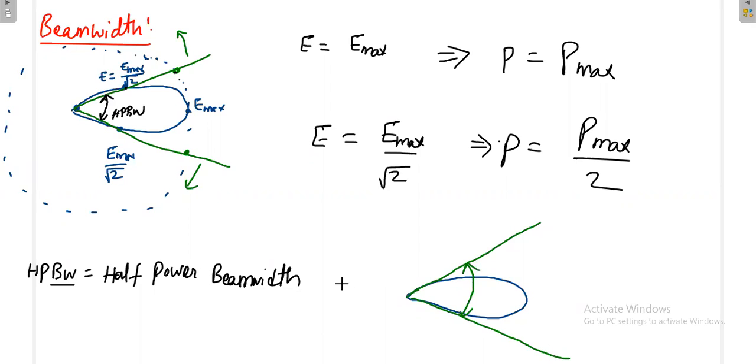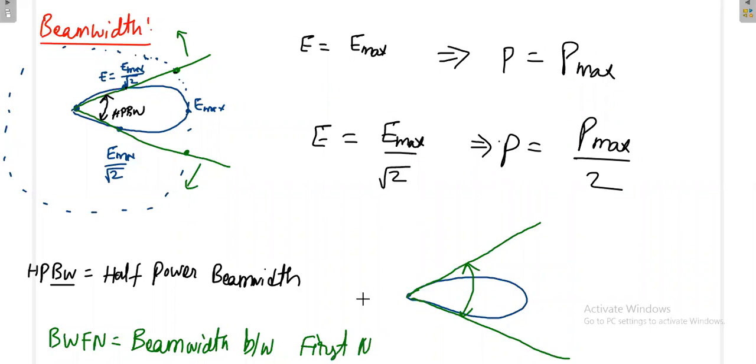In this case, generally they mention it as the beamwidth between the first null, because I'll explain what is the first null or second null later. But please imagine this is the beamwidth between the nulls. So, the beamwidth between the first null.